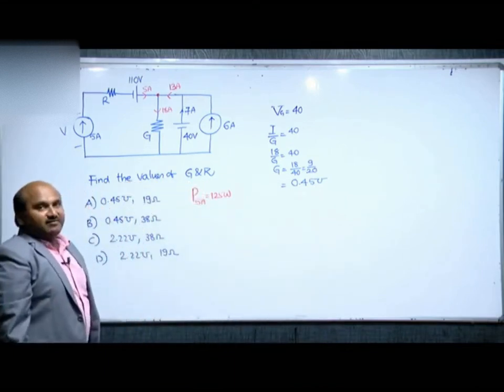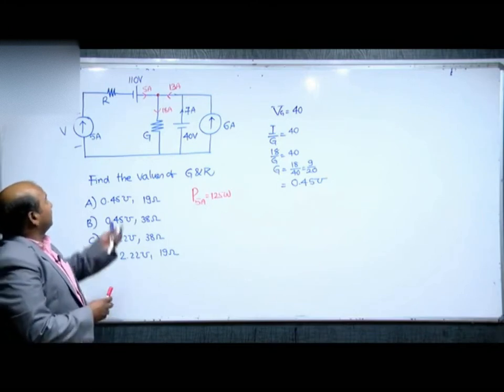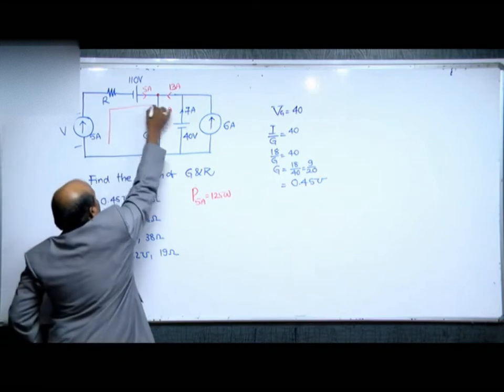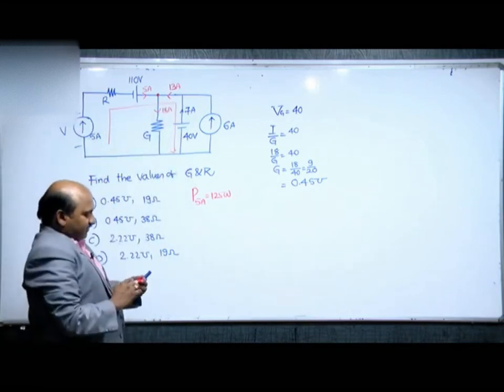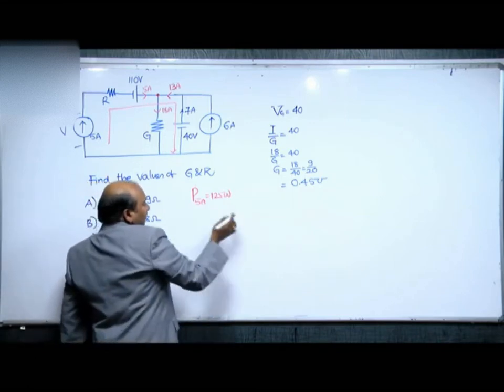Once you obtain the value of conductance, then we need to get the other value, resistance. For that I would like to take this closed path. Once you take this closed path, I have to know the voltage across this. For that, the information provided is the 5 amperes current source power.